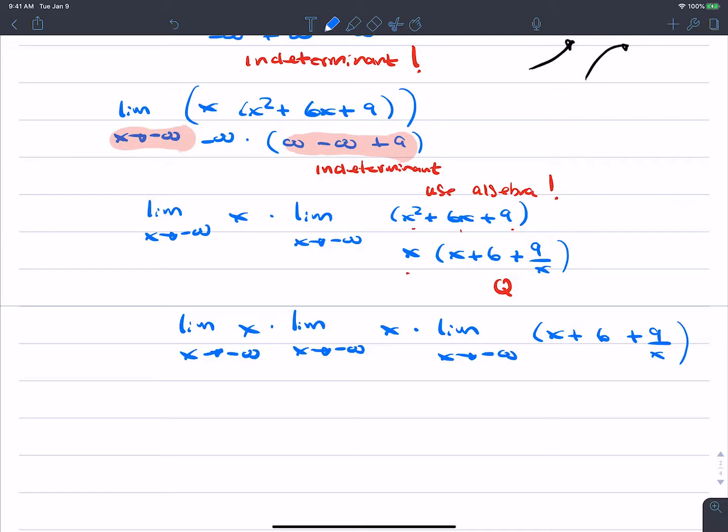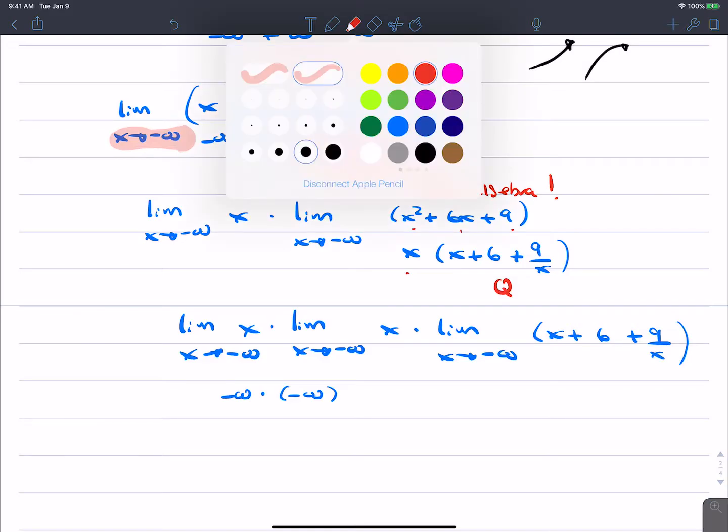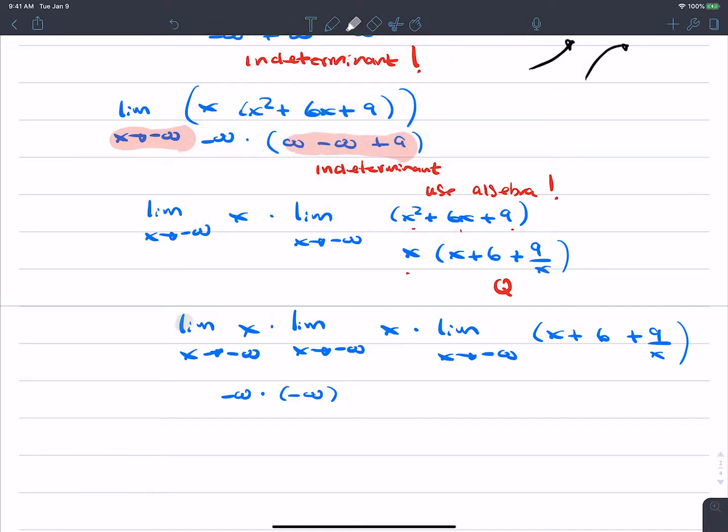So, let's see what happens here. We know this is minus infinity times what? Minus infinity for these first two. Is that right? So we got this limit here already. We got this limit here. Those are both minus infinity because x goes to negative infinity.